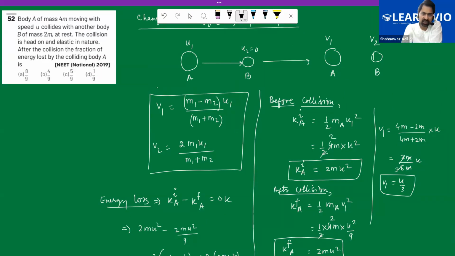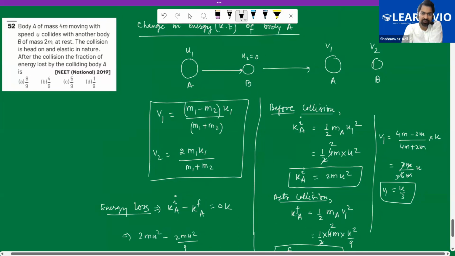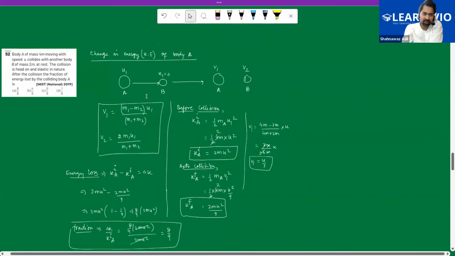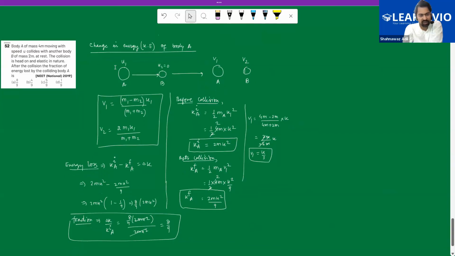Is it clear? So we have just applied the idea of elastic collision. This formula we have to remember. We don't have to derive this thing; we have to remember it. Yes, sir, is it clear? Yes, sir, clear. Good, good. So please note this thing down. Note it down.